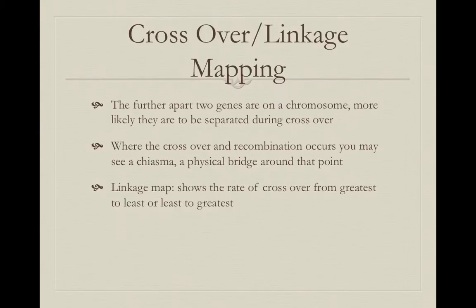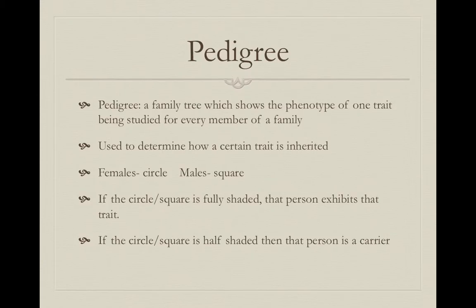In that order, B, A, D, the least to the greatest percentage of being crossover. A pedigree. A pedigree is a family tree which shows the phenotype of one trait being studied for every member of the family. And pedigrees play a huge role, especially in the AP Bio test, but they're really not that difficult to read once you get a hang of it.